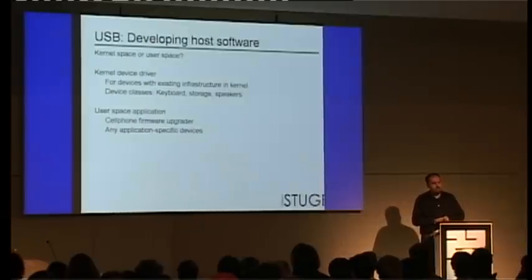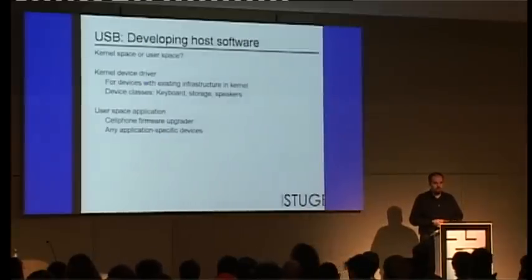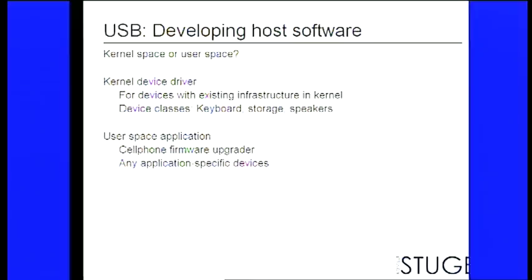The alternative is a user space application. Could be stuff like a cell phone firmware upgrader using DFU, or really any application-specific device. There are a lot of application-specific devices out there. One that came up on the libusb list a while ago was a color tuner, color calibration is the word, used to measure the correctness of color representation on a flat screen. There's no kernel API or kernel infrastructure for that, so it makes a lot of sense to have such a device be vendor-specific.